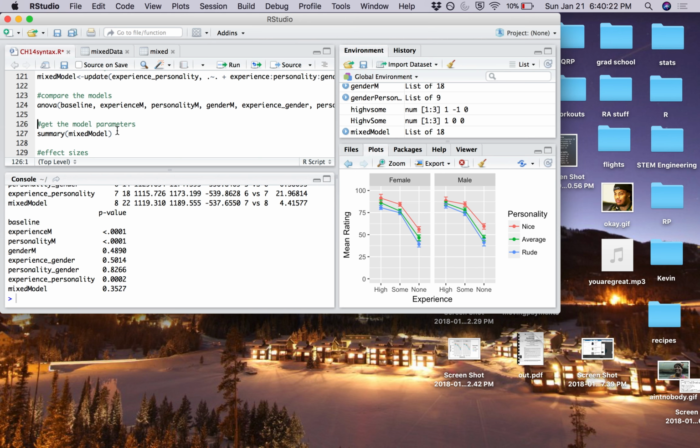So that command compares the effects of experience to the baseline, so where there were no predictors. And then by adding experience as a predictor, we just increase the degrees of freedom by 2 because of the 2 contrasts that we use to code the variable, and this improves the model. So in other words, the experience level of the individual had a significant effect on ratings.